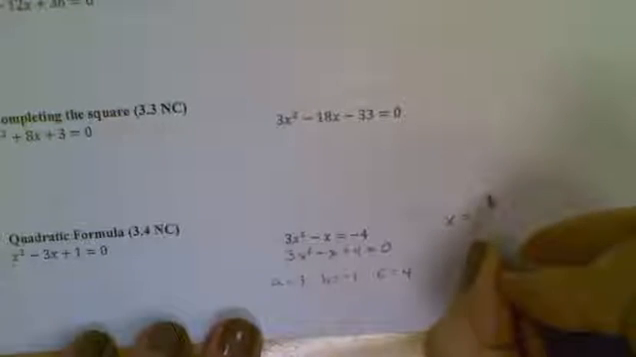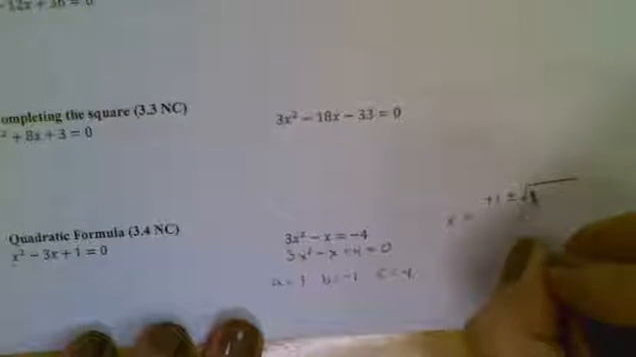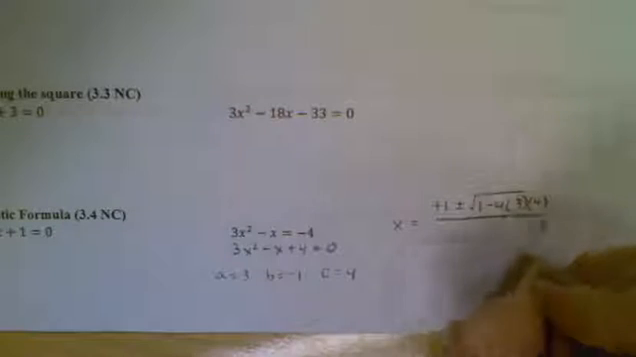It's the opposite of b, so it's a positive 1, plus or minus the square root of b squared, so negative 1 squared is 1, minus 4 times a times c all over 2 times a.